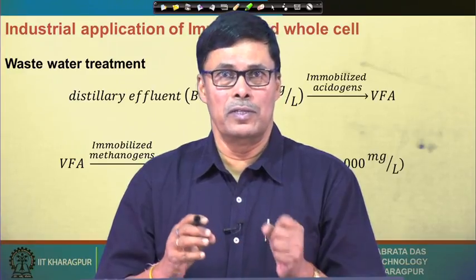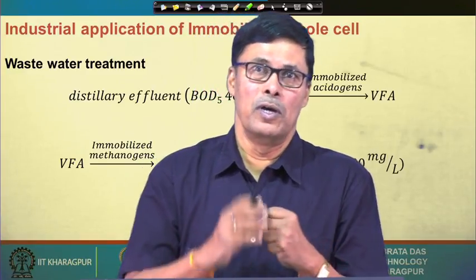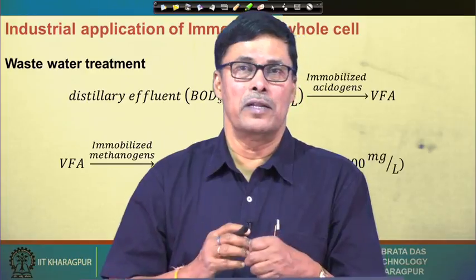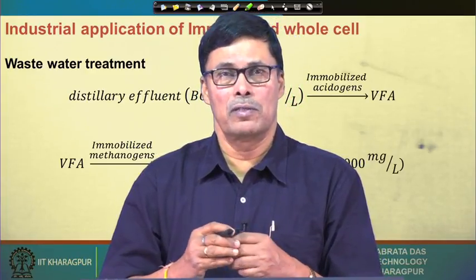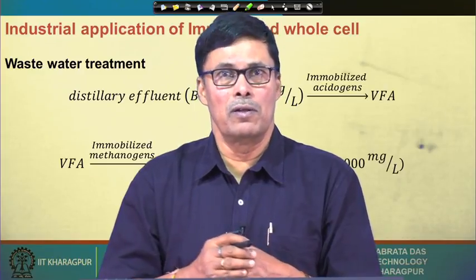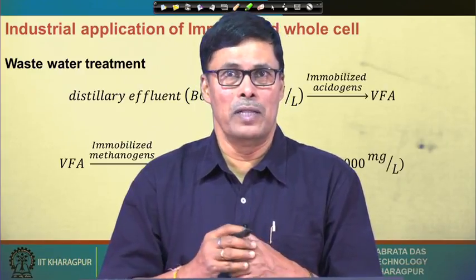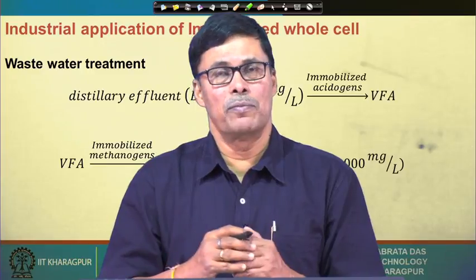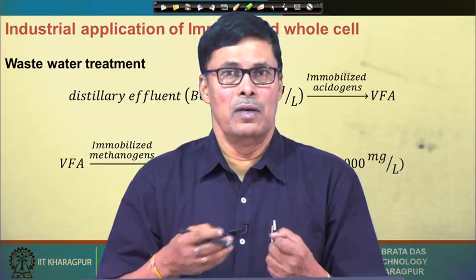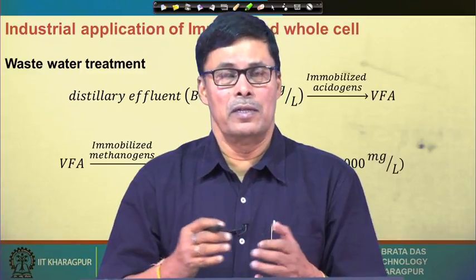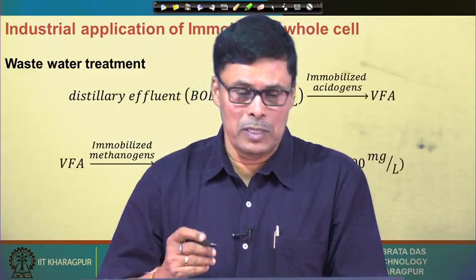We just fix the solid matrix and pass the distillery effluent, and we continuously produce methane and carbon dioxide. This process we can operate continuously for 4 months. After that, the performance of the reactor decreases, so we can stop the reactor and regenerate the system again. So, this is like this.